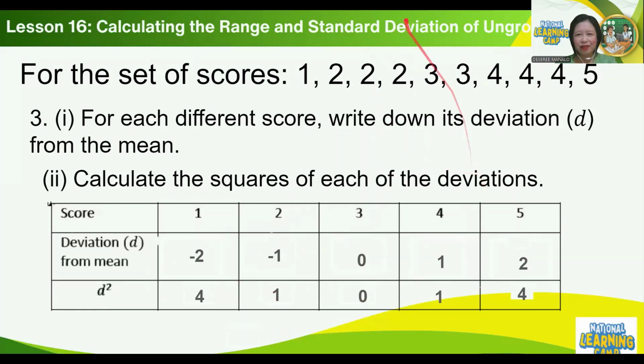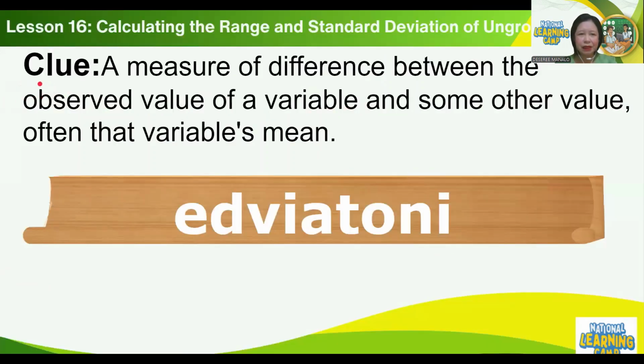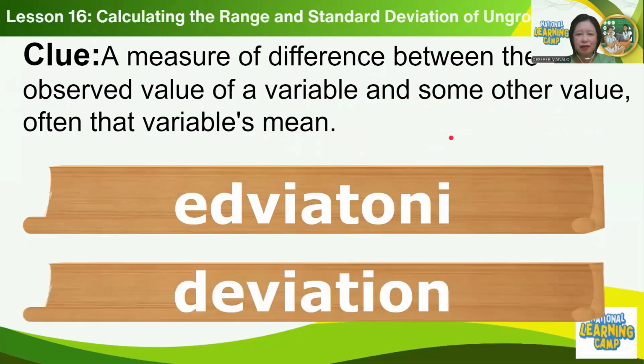I hope you get all the correct answers. Let's proceed to language practice. Arrange the jumbled letters to form a word. Let's start from the first given. Clue: a measure of difference between the observed value of a variable and some other value, often that variable's mean. Okay, so it is deviation.